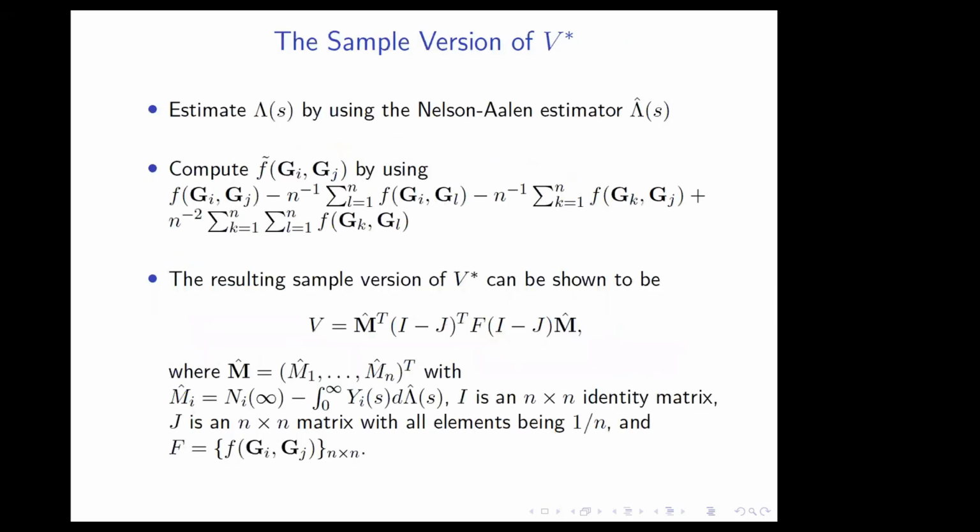Then in practice, we need to get a sample version of the weighted V, so it's computable. To do that, we estimate the hazard function of survival time by the Nelson-Aalen estimator, and we approximate the expectation in F tilde by the sample mean. Then the resulting sample version of V star has this quadratic form, where M hat is a vector of martingale residuals, I is the identity matrix, J is an n by n matrix of elements 1 over n, and F is a matrix of elements F(G_i, G_j).